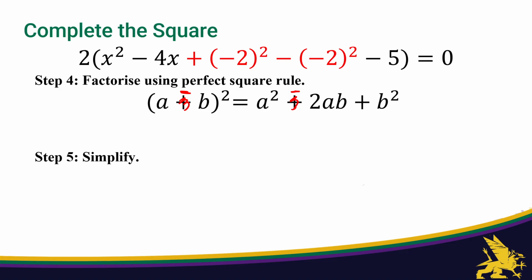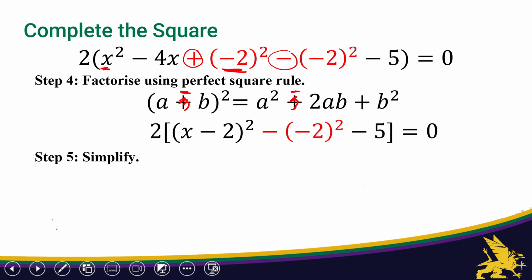The next part is knowing what is my a and what is my b. My a is going to be x and my b is going to be negative 2. As you can tell when I'm writing my equivalent relationship, I've got the plus first and then I've got the takeaway second. So I rewrite it with bigger brackets. So I've got the 2 on the outside and then I've got x minus 2 bracket squared, take away what's left over, which is negative 2 squared, take away 5, and that's in brackets.